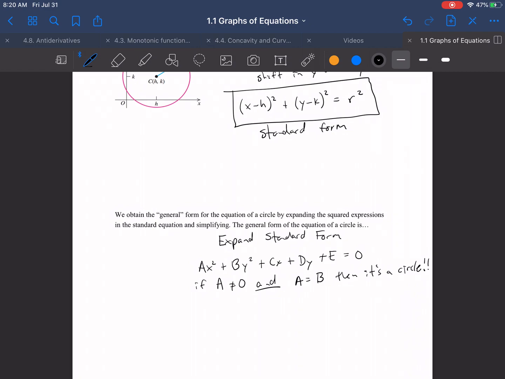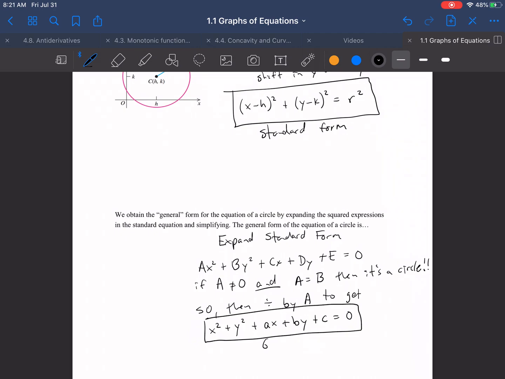So if that's the case, you can just divide everything by a to get what is called the general form of a circle, and it's x squared plus y squared, because a and b were the same, so when we divide by a, it cancels out for the coefficient in front of x and in front of y, plus, and we'll call this little ax plus little by plus little c, and that's going to equal 0. And this is your general form.